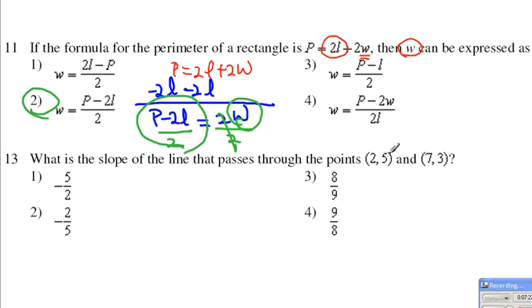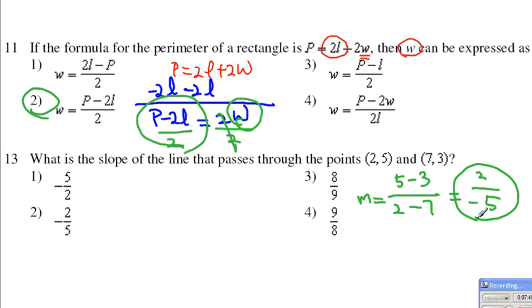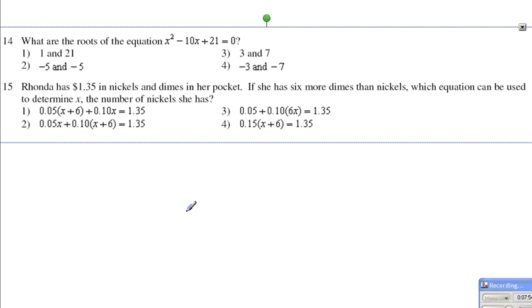What is the slope? We can use the slope formula if you wanted to, or you can just plot them. Either way would be fine. Now, if you have to use the slope formula, slope becomes y2 minus y1 over x2 minus x1. 5 minus 3 over 2 minus 7. Then in the numerator we get 2, in the denominator we get negative 5, so negative 2 over 5. So we end up getting choice 2 as our answer.